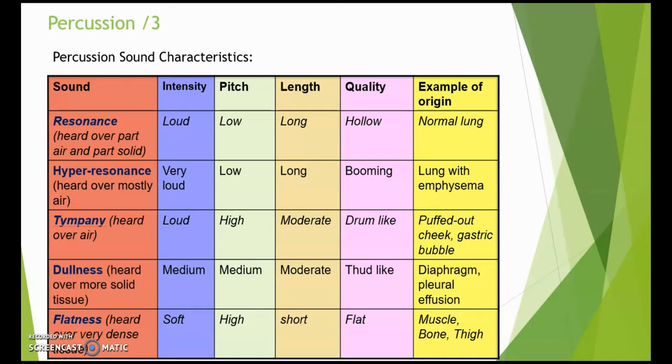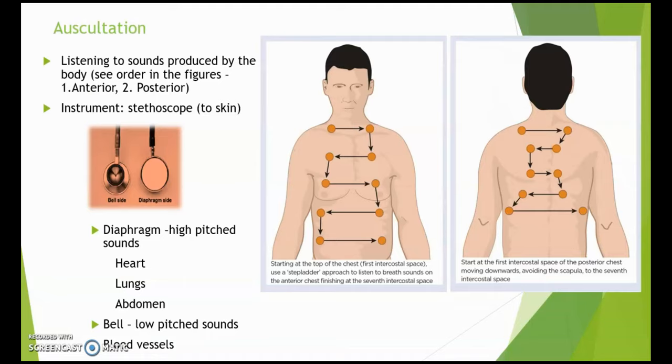And then within origins, you can have, you know, normal lung, lung with emphysema, gastric bubble, diaphragm, pleural effusion, and then muscle, bone, or thigh. So just familiarize yourself with these terms and address the differences in sound characteristics. In the next slide, we'll talk about auscultation. Now you have two different images here on the right side, and then of course the indication of the stethoscope to skin, so with a bell side and diaphragm side.